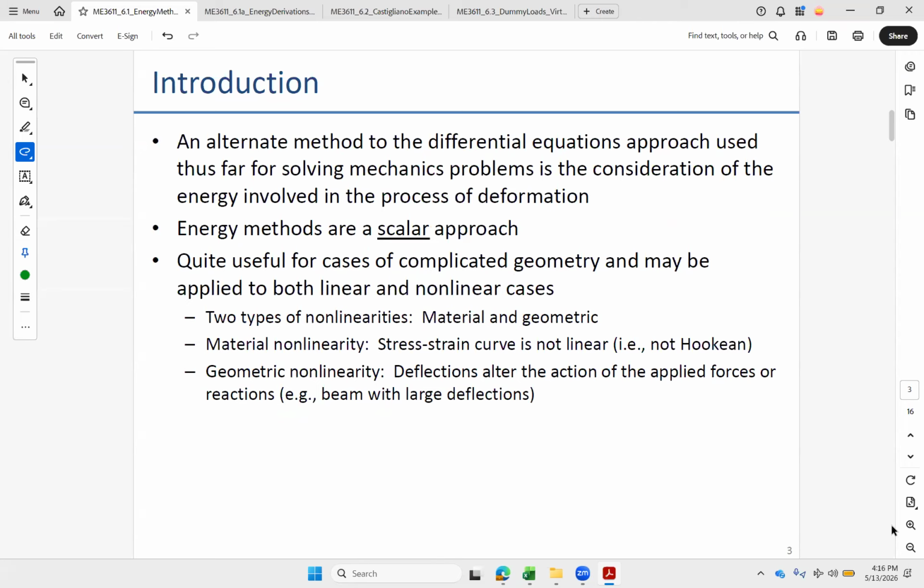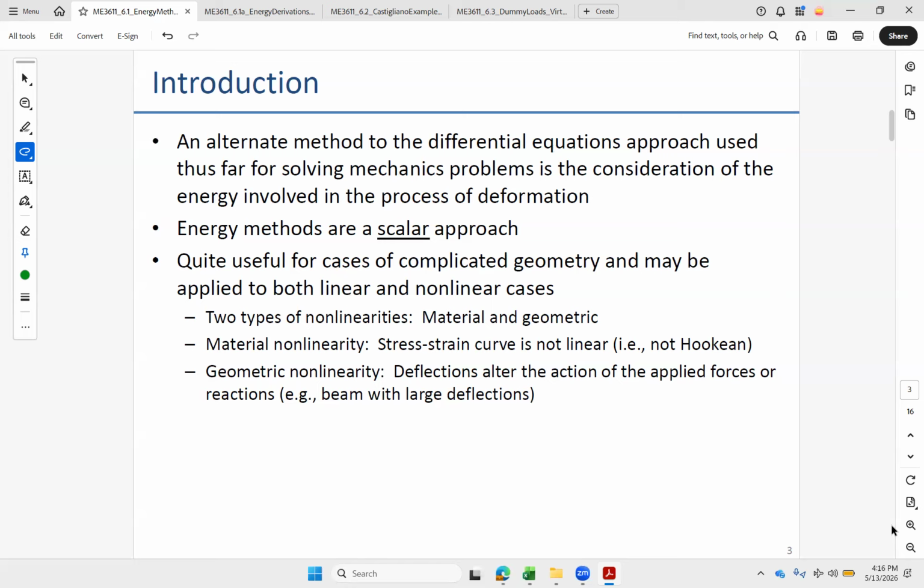So this is going to be a slightly different approach. It's a scalar approach in that energy doesn't have a direction to it. We're adding up a total value. It's very useful for cases where we have a complicated amount of geometry, maybe lots of pieces to put together. If we were going to try to use our differential equations approach and add up all the displacements and movements, it could be difficult. If we take an energy approach, we just add up the total energy, and then our Castigliano method will allow us to get some deformations just based on that single energy.